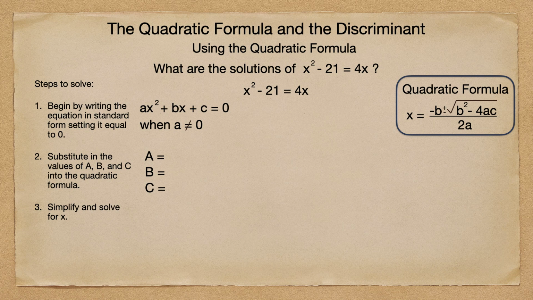Hey guys, today we're going to be looking at the quadratic formula and the discriminant. Here we're going to use the quadratic formula to find the solutions of x squared minus 21 equals 4x.